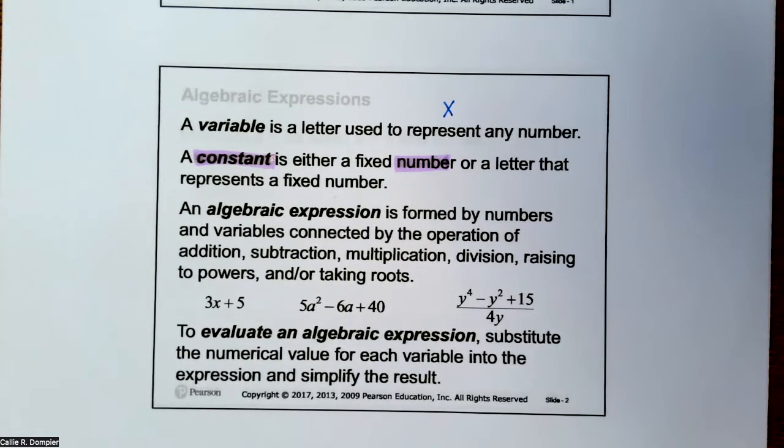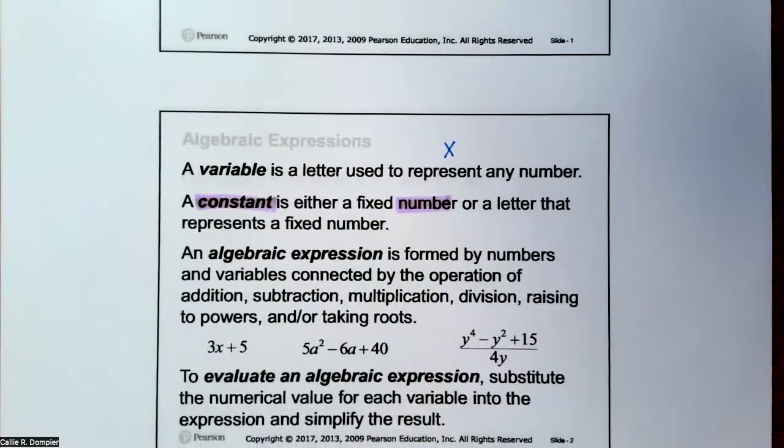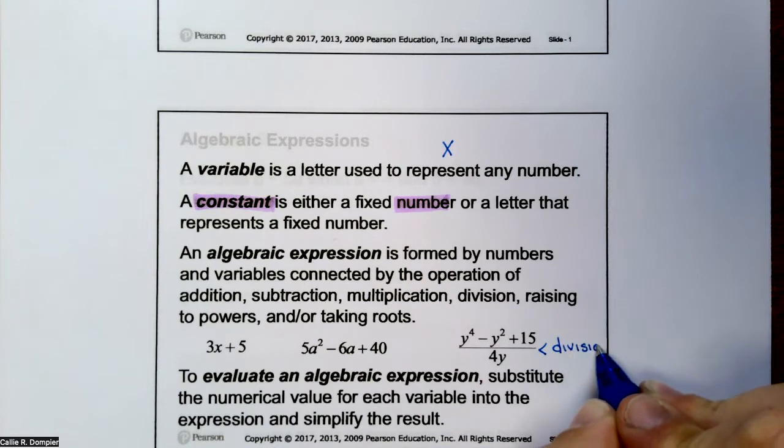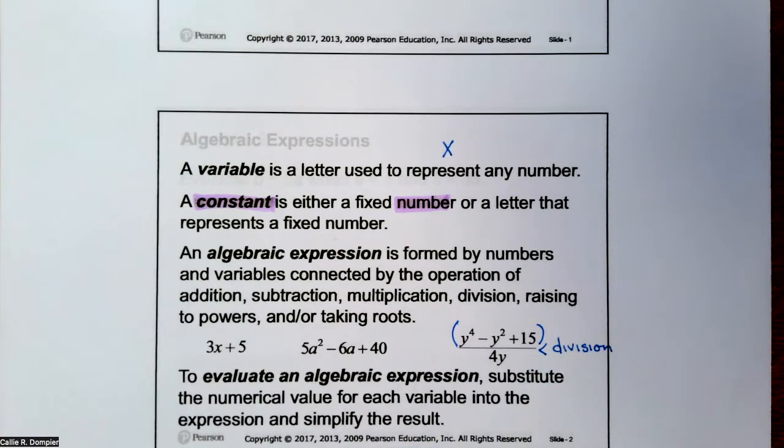An algebraic expression is formed by numbers and variables connected by the operations, remember, of addition, subtraction, multiplication, division, raising to powers, or taking roots. So we would read this algebraic expression as 3x plus 5, or we took a number, multiplied it by 3, and added 5. Here we took a number, we squared it, we multiplied it by 5. We took that number, we multiplied it by 6. We subtracted the 6a from the 5a squared, and then we added 40. And then here, did you know a fraction bar is actually division? So we are taking y to the fourth minus y squared plus 15 and dividing it by 4y.